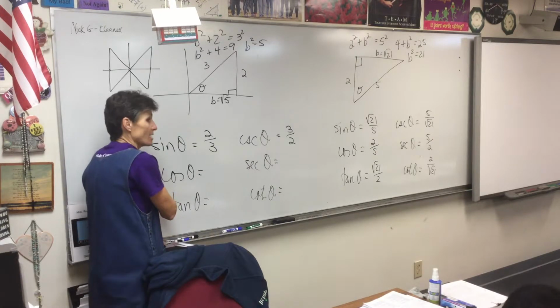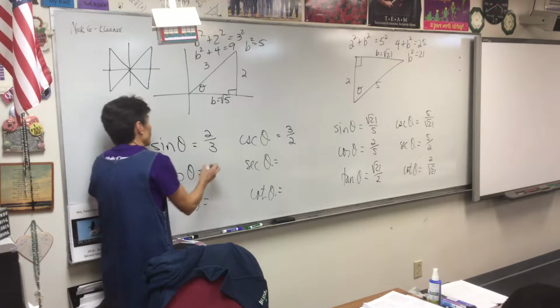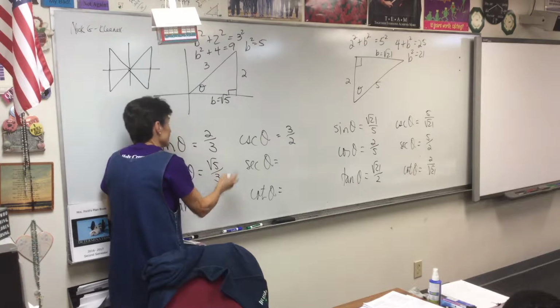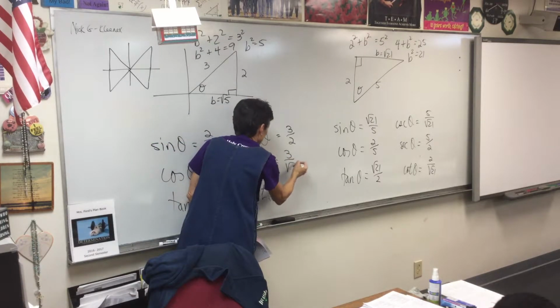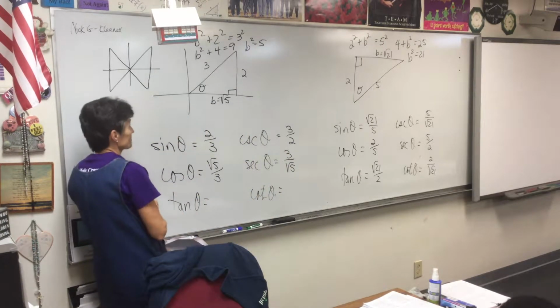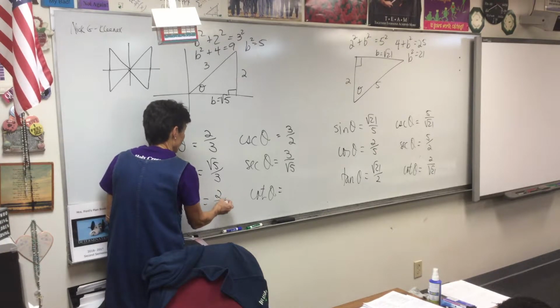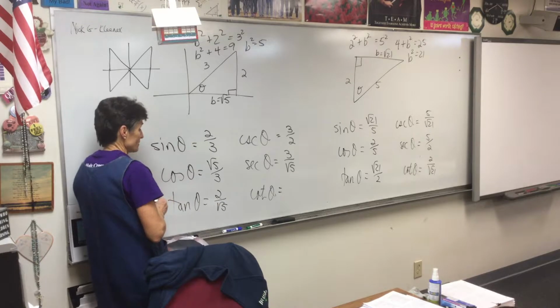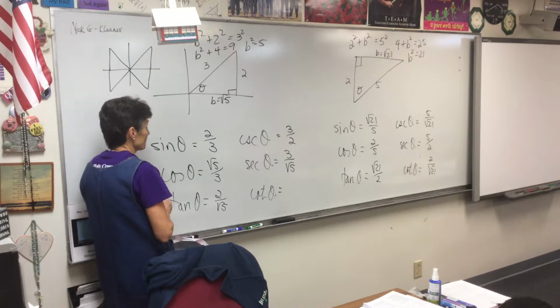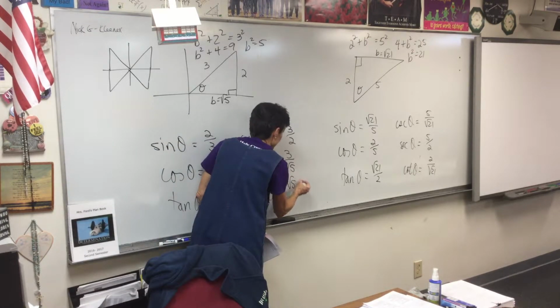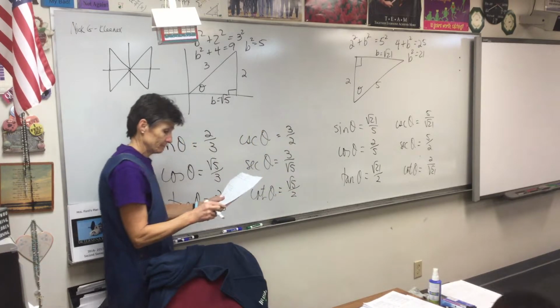So what's my cosine? Root 5 over 3. Secant, 3 over root 5. What's my tangent? 2/5. No. 2 over root 5, that's not 2/5, it's 2 over root 5. That's what I meant. And the cotangent is root 5 over 2.